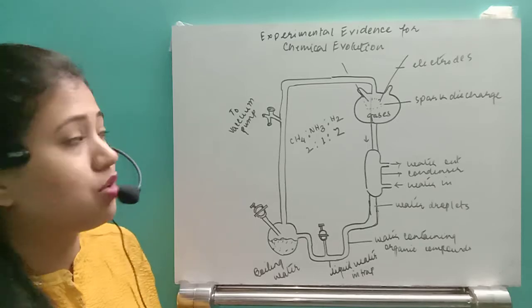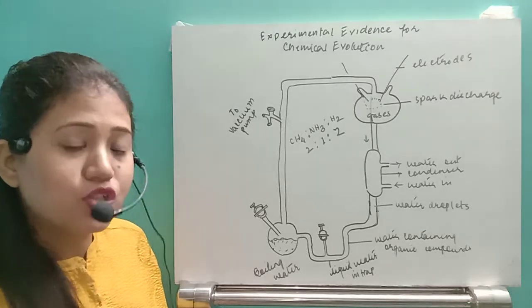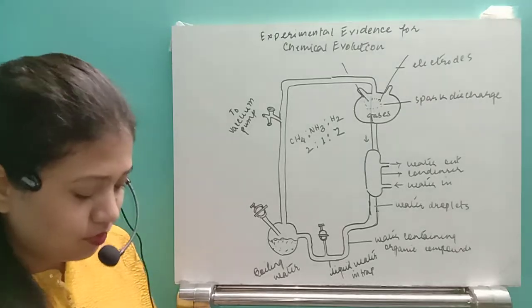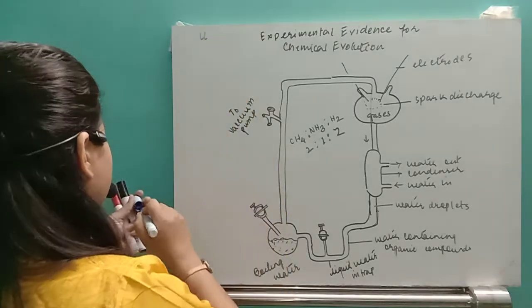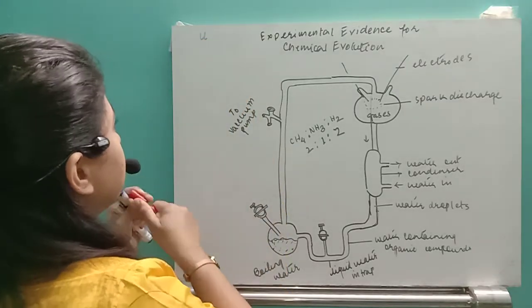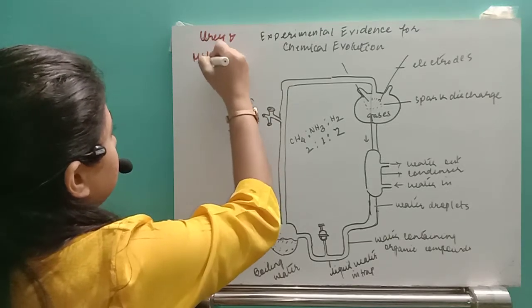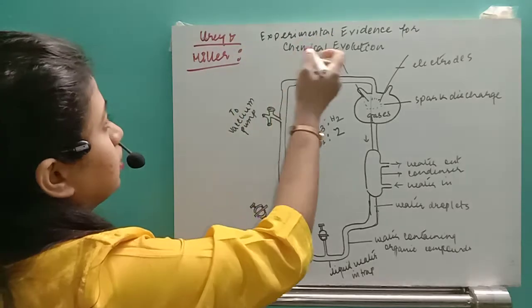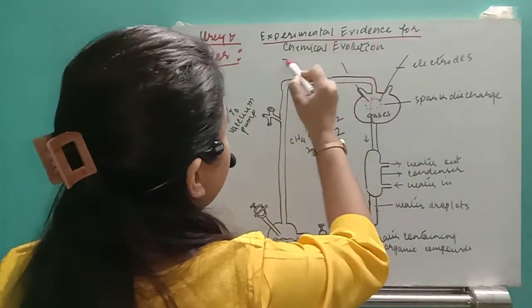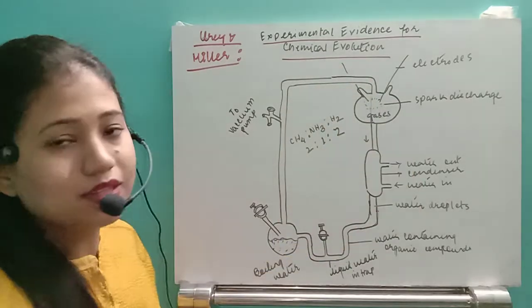Now this theory, that the chemical origin of life, was experimentally proved by two other scientists. They were Urey and Miller. The two scientists Urey and Miller proved the chemical evolution. Okay, they took one glass apparatus.